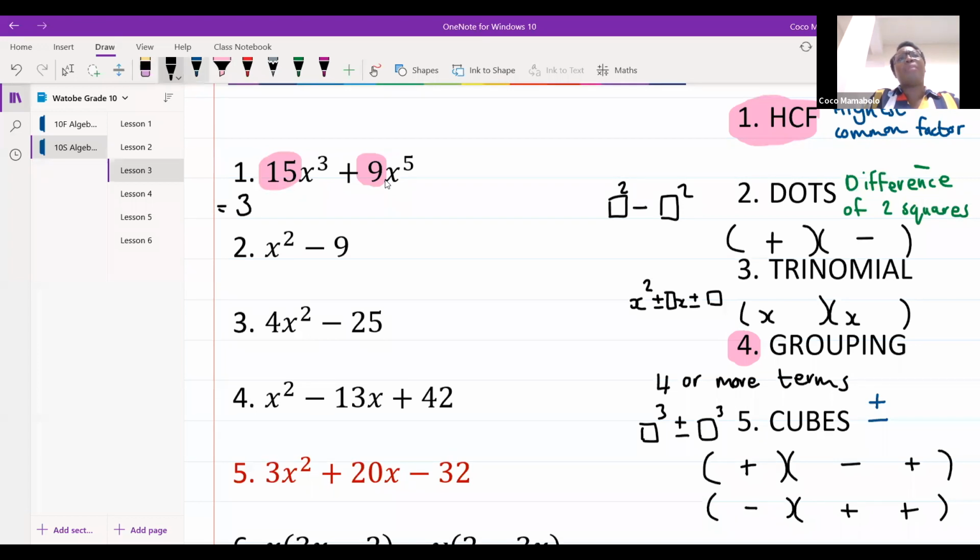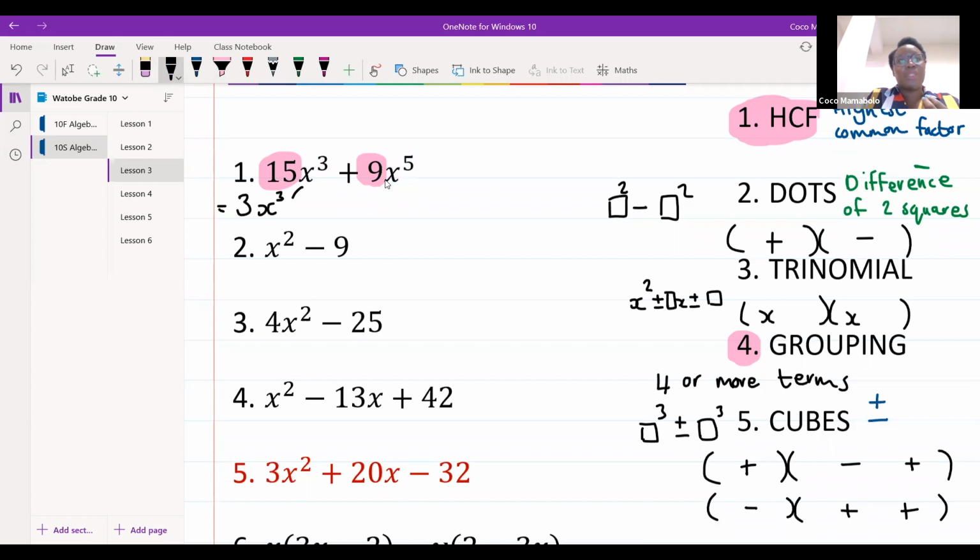Excellent. Okay, and then what about between x cubed and x to the power of 5? What's my highest common factor? X cubed. Good. I'll let you know something, Patu. As long as my bases are the same, if I have x here and x there, the only thing I need to do is look for the x with the lowest number. The lowest number in this case is 3, so that's the number that we're going to take out. If the bases are the same, we always look for the variable with the smallest exponent, and that's what we take out.